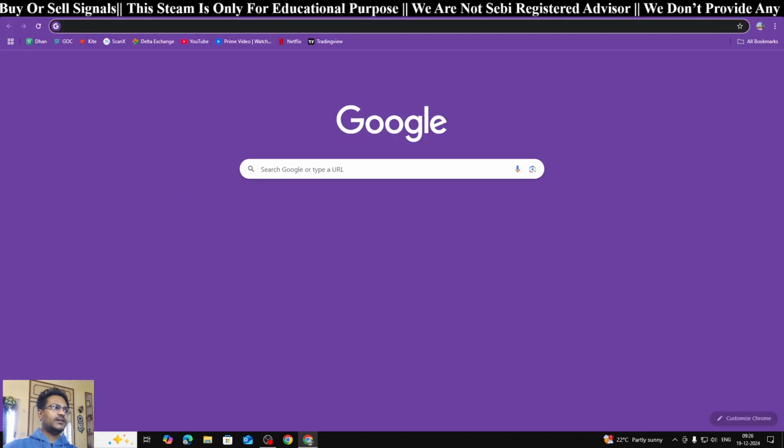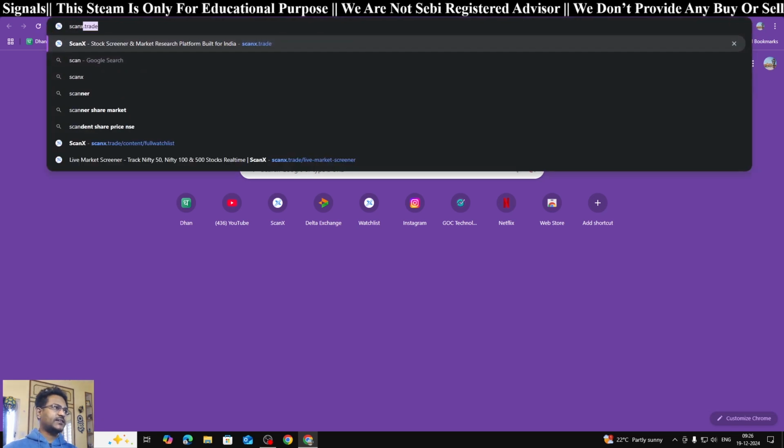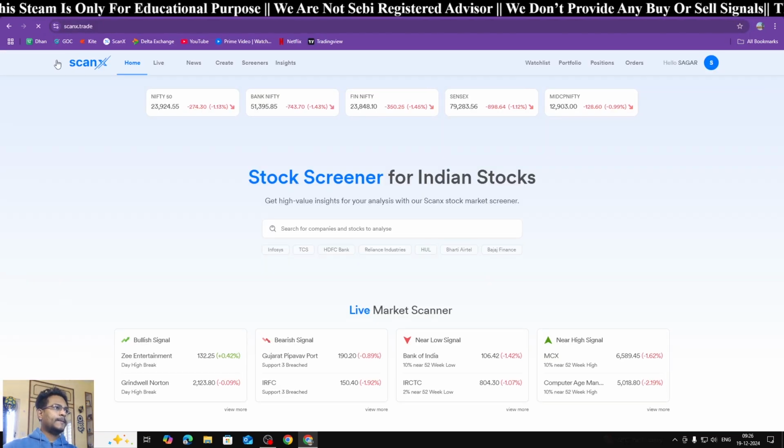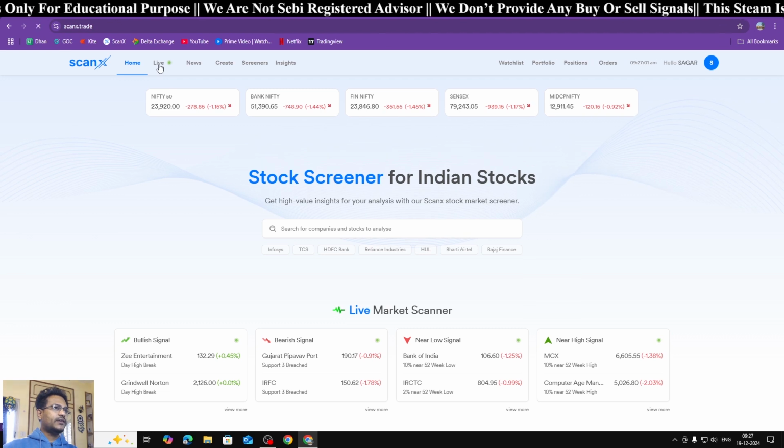And one more way you can select a stock is to get into this website and search for Scanex. In Scanex, get into live data.